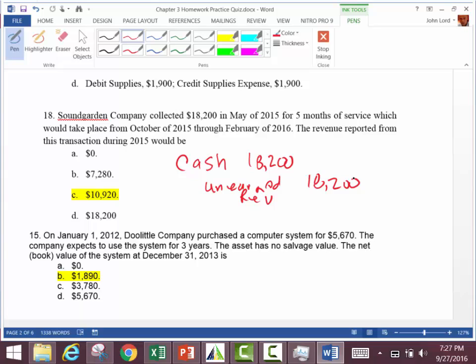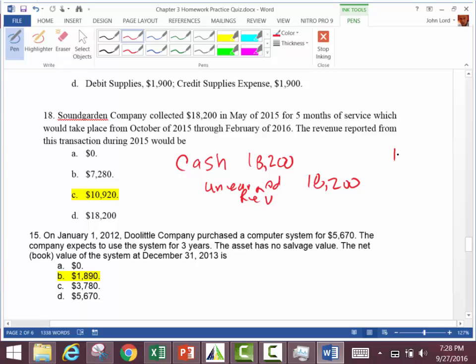Okay, but that's not what this question said. It said, what is the revenue reported from the transaction during 2015, right? So in 2015, we're going to have October, November, and December. We're going to have 3 months, right? Okay, good. So if it's 18,200, now go ahead and do what you're going to do. Show me how you get the amount that we should put.